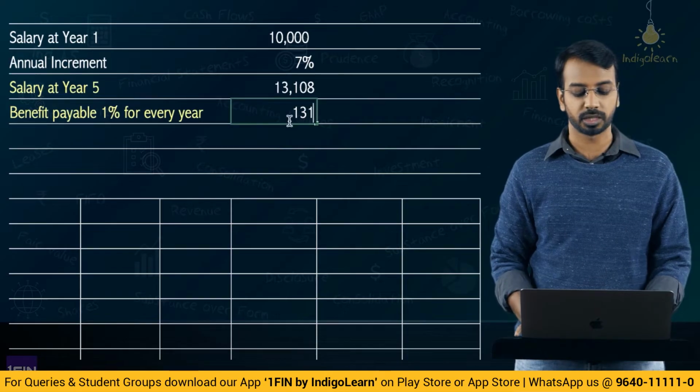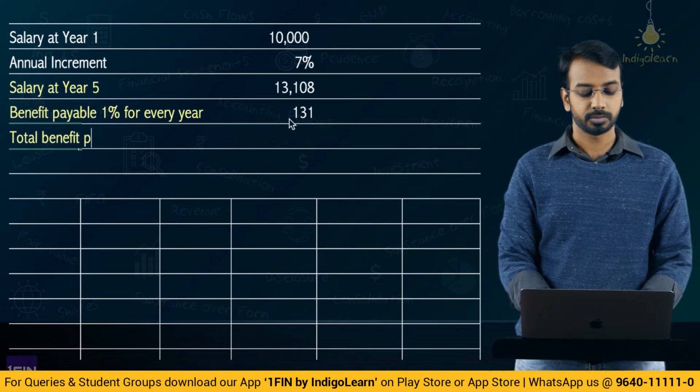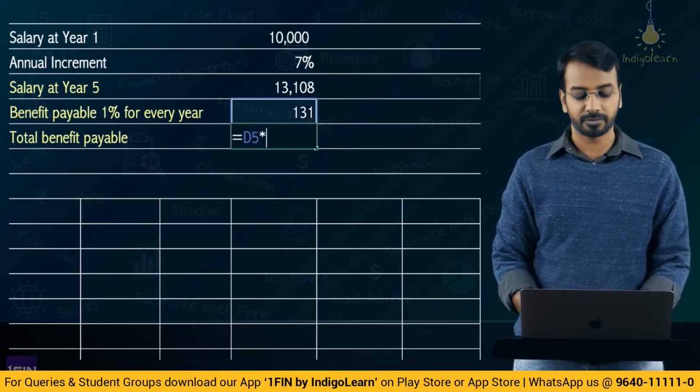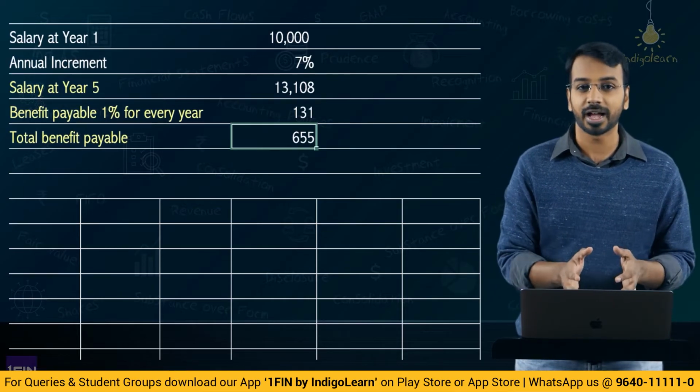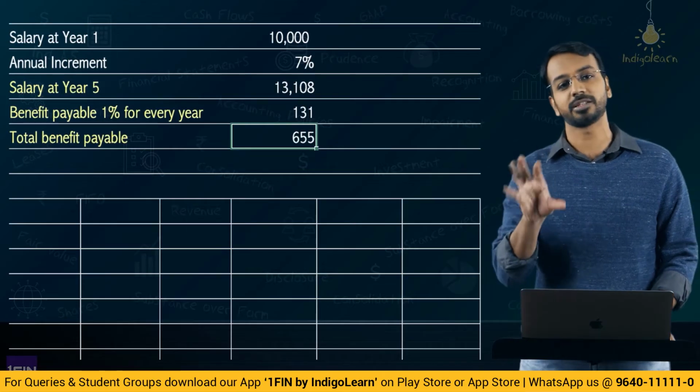Okay, so we'll round it off to 131, and total benefit payable is how much? 131 multiplied by 5, which you get 655. So, at the end of year 5, the employee is entitled to 655. This is the payment that has to be made.